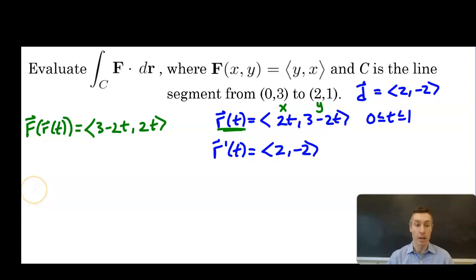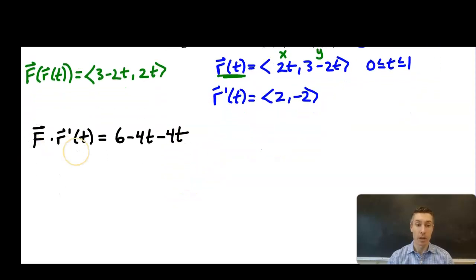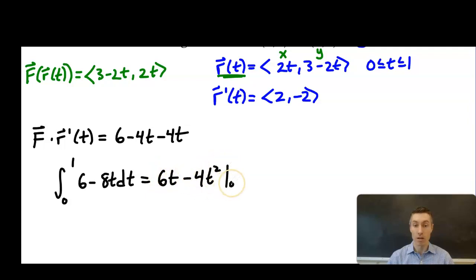We need to evaluate the dot product of f with r prime. So that's going to be 6 minus 4t minus 4t. And now we can set up the integral. So the integral from 0 to 1 of 6 minus 8t dt. We get 6t minus 4t squared, evaluated from 0 to 1. 6 minus 4 is 2.